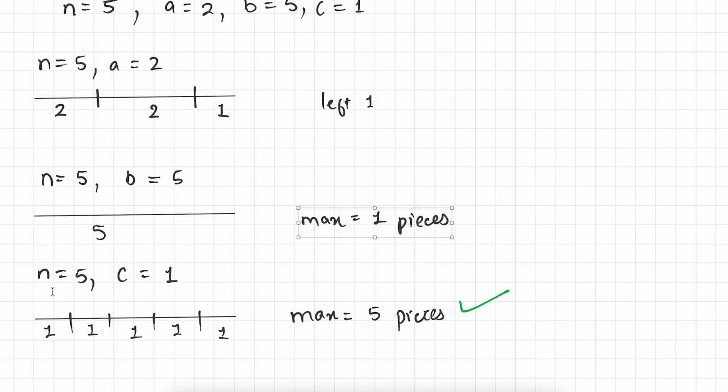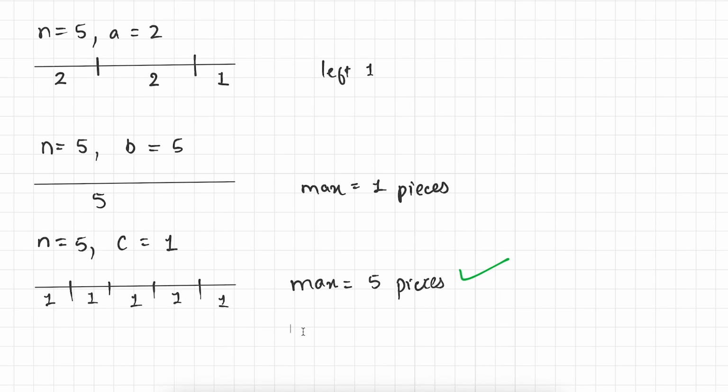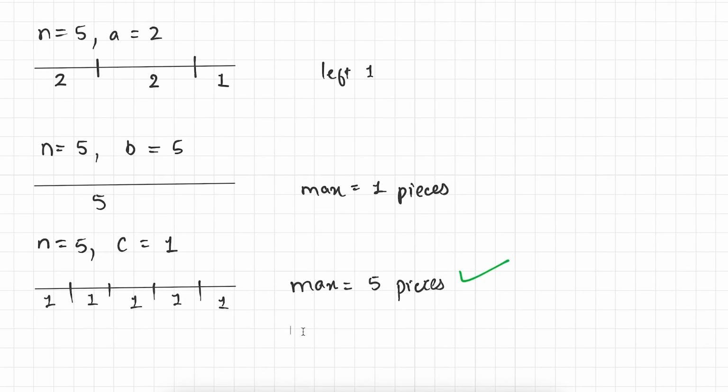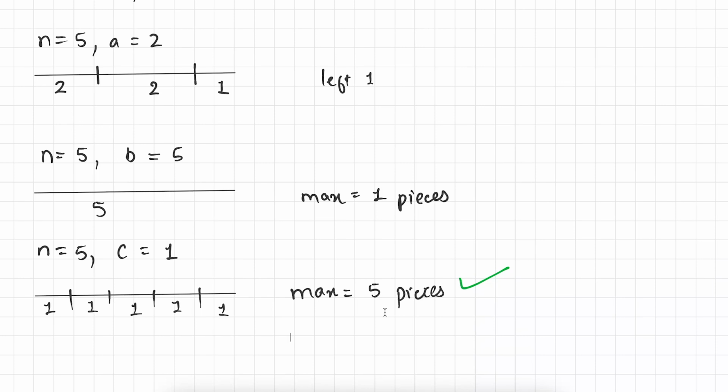And if we take the value of C as 1, then we can make multiple cuts out of this rope. We can make multiple cuts of size 1 and we end up getting a maximum of 5 pieces of size 1. So this means we can cut the rope into a maximum of 5 pieces of size 1.